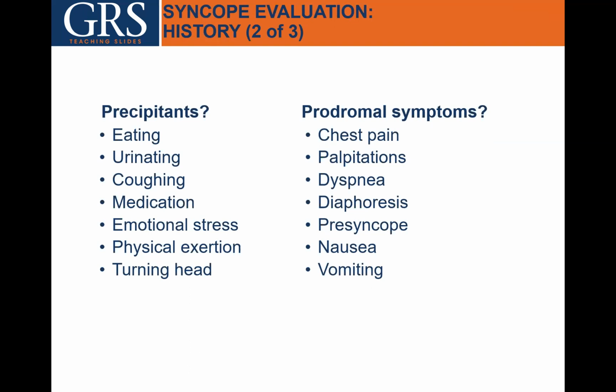And the prodrome, including symptoms like chest pain, palpitations, dyspnea, diaphoresis, pre-syncope, nausea, vomiting, which are also symptoms of vasovagal syncope.